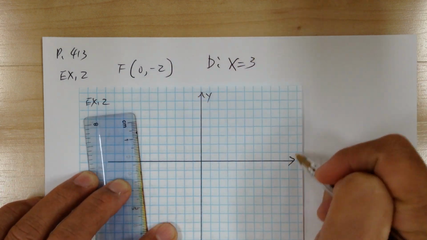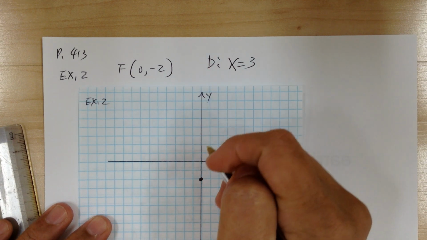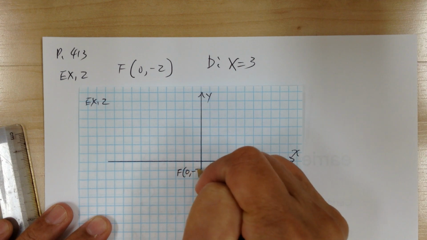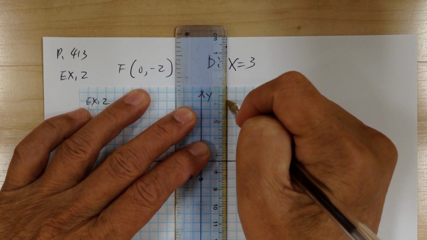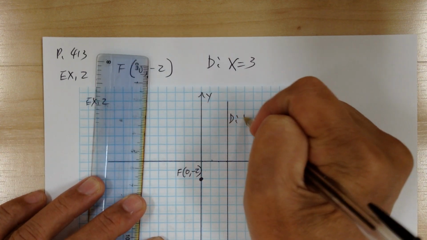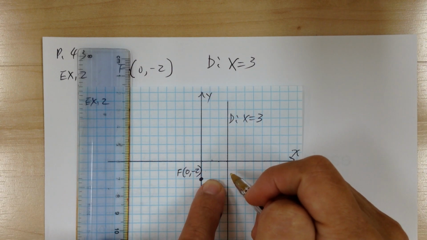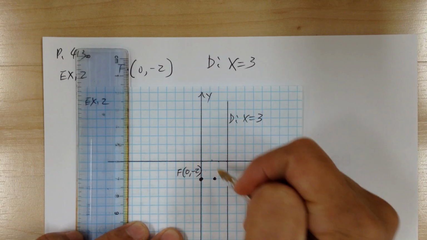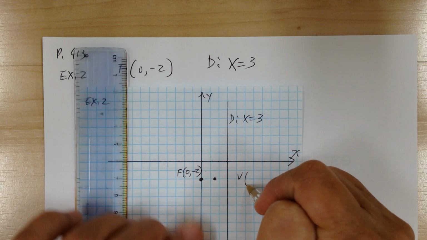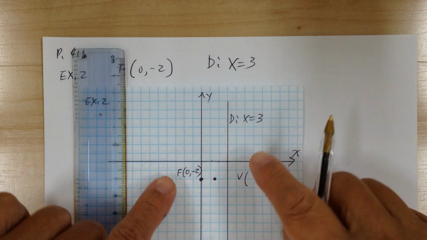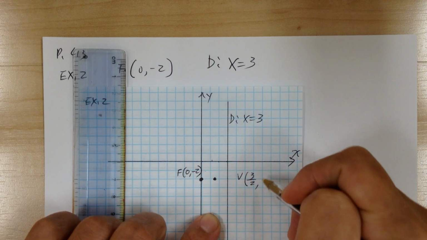So that's your y-axis, x-axis. F is 0, -2. The directrix is x equal to 3. So from here, you need to find the vertex. The vertex is right over here. The vertex is halfway in between, right? So you can just take half of that, so it would be 1.5 or 3 over 2, comma, negative 2.